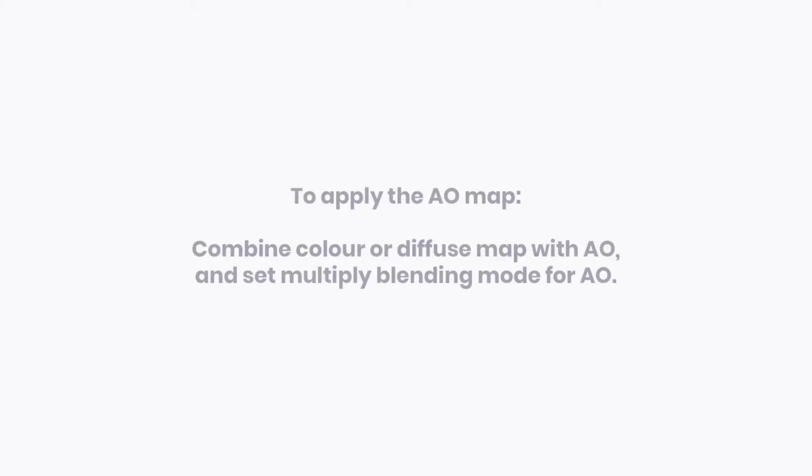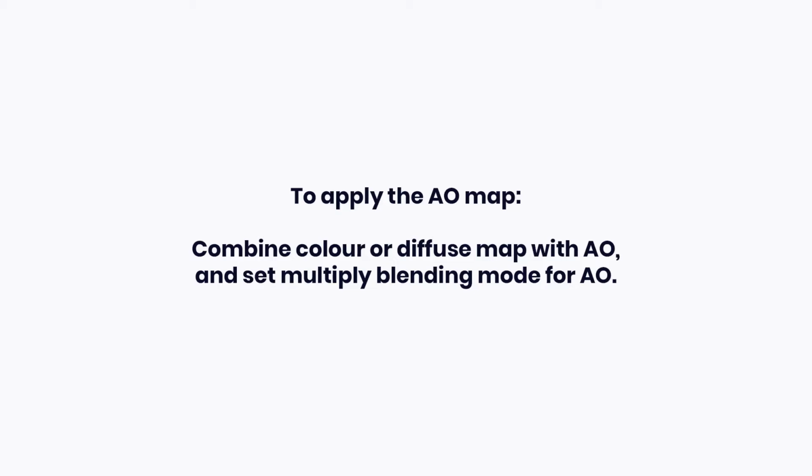Let's take a look at how to use ambient occlusion map in Cinema 4D combined with Corona Render. A similar technique might be applied in most 3D applications.